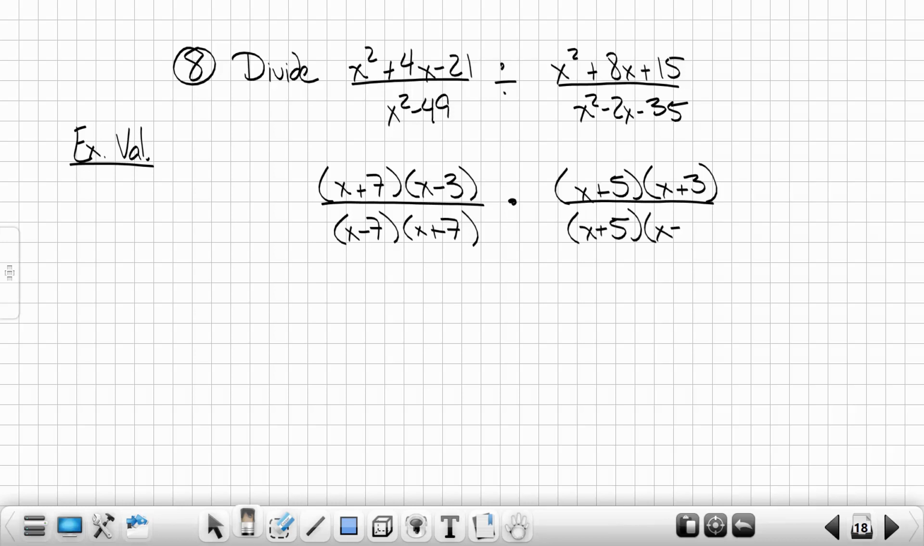Okay. And I don't know why I put times there. Okay. I have not flipped yet. My excluded values here, x cannot be what? 7, -7, -5. Everybody on board with that? X cannot be 7. X cannot be -7. And I cannot be -5. 7's already used. Don't need to say it again.